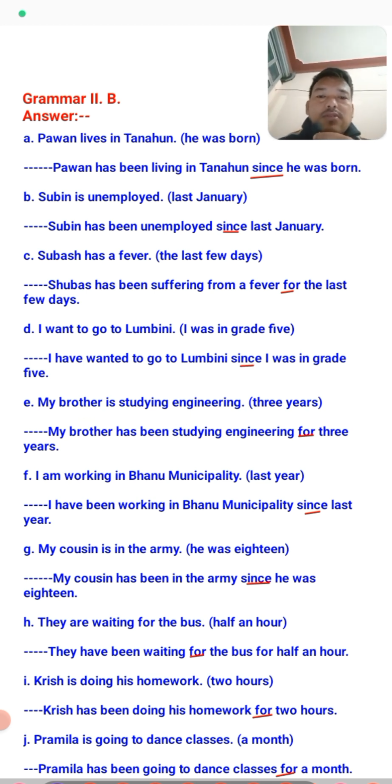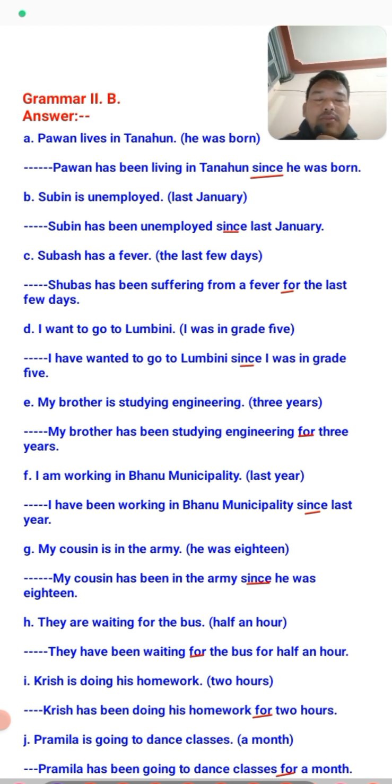My brother is studying engineering. Three years is a time duration. Again, my brother has been studying engineering for three years. We will use the preposition for. F number, I'm working in Bhanu municipality. The last year is a definite, certain time, so we will use here since, the time preposition. I hope, students, you have understood how you can use since and for. As I told you, for is used for the duration of time and since is used for the certain and definite time. I hope you can do this exercise.